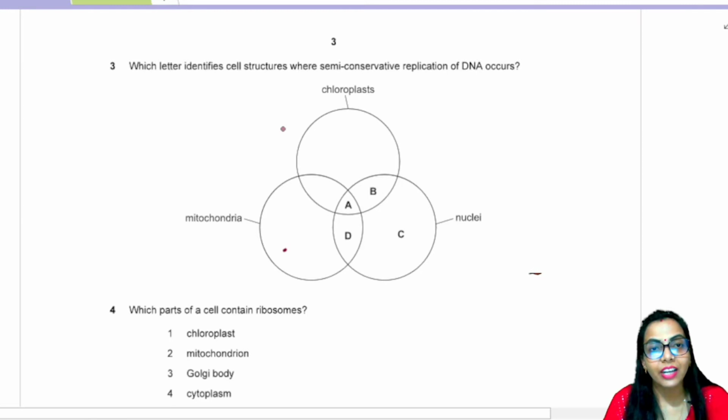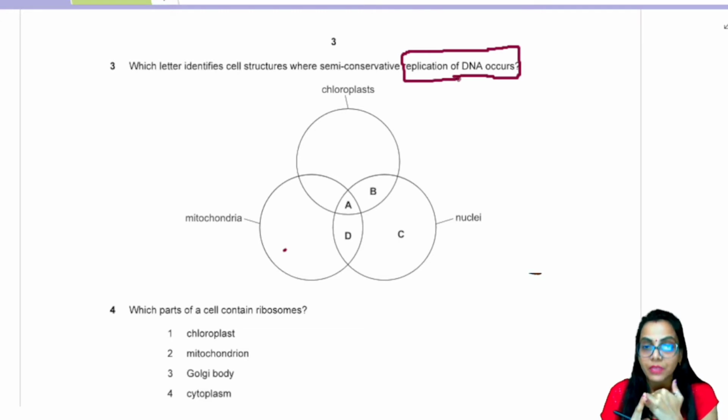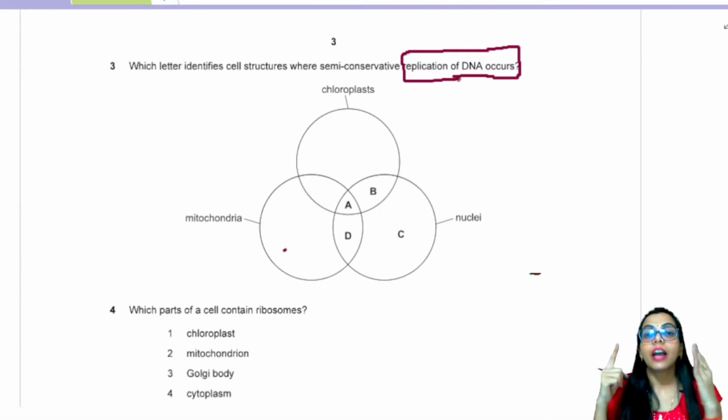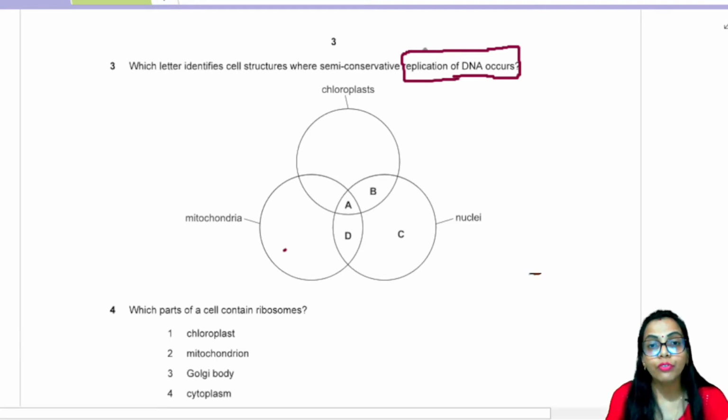Which letter identifies the cell structure where semi-conservative replication of DNA occurs? So the question is, where does DNA occur in our cell? DNA is present in the nucleus, in the chloroplast and in the mitochondria. In chloroplast and mitochondria, circular DNA is present, and in the nucleus, double helix DNA is present. So where these three coincide, that will be the area of DNA replication. So this is the area A.